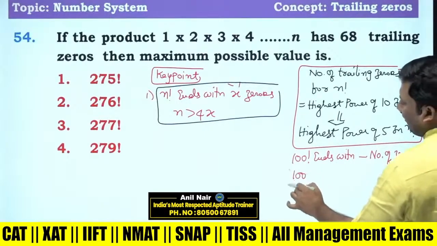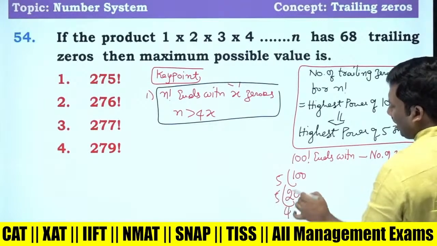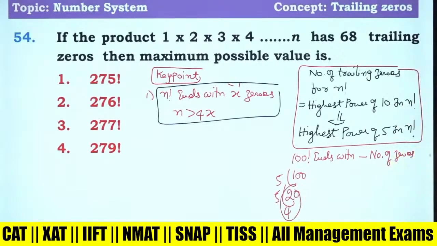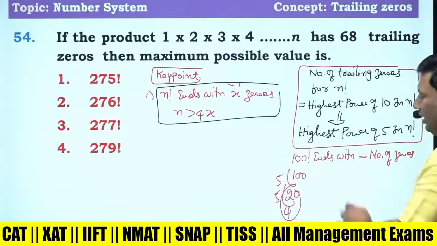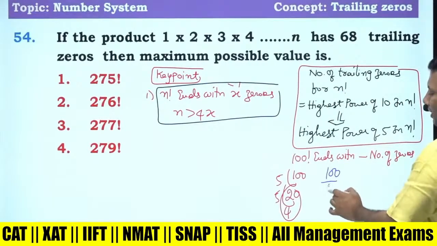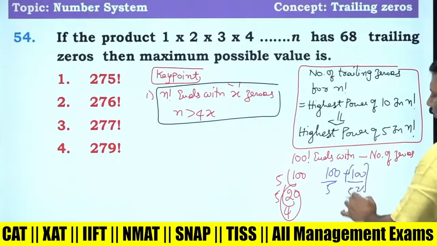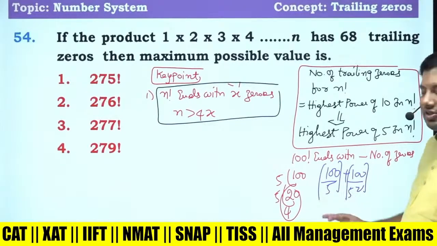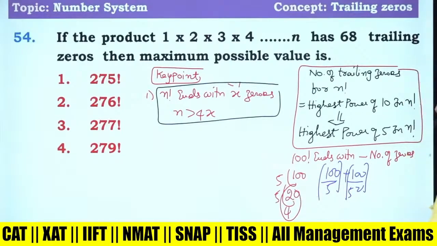100 first I divided by 5. 5 20s are 100. 5 4s are 20. 20 plus 4 is 24. Same is the case if I do it vertically. First I divided 100 by 5. Then I divided 100 by 25. Whatever I got, that itself is the answer. 100 by 5 is 20. 100 by 25, it is 4.